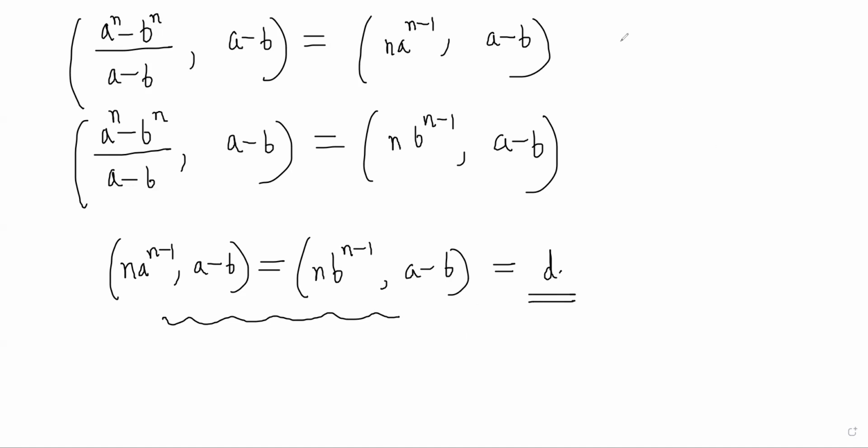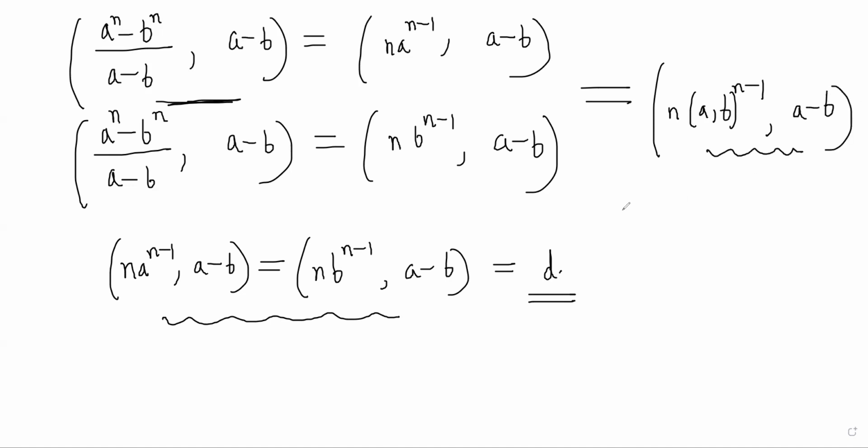Now in our question, what we want to prove is that the GCD of this expression is equal to n times ab power n minus 1 and a minus b, this GCD, right? We will call this number g, okay? Our job is to prove that d equals g, to show that what we have already gotten, this d, is equal to this.